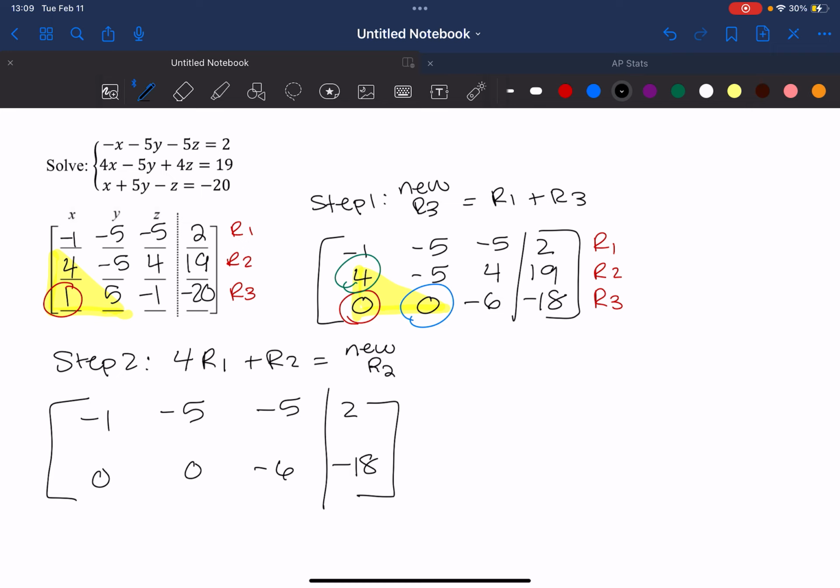Okay. And now I'm going to do this math here. So 4 times row 1. So that's -1 times 4, which is -4. -4 plus 4 is 0. Okay. 4 times -5 is -20. -20 plus -5 is -25. -5 times 4 is -20. -20 plus 4 is -16. 4 times 2 is 8. 8 plus 19 is 27.